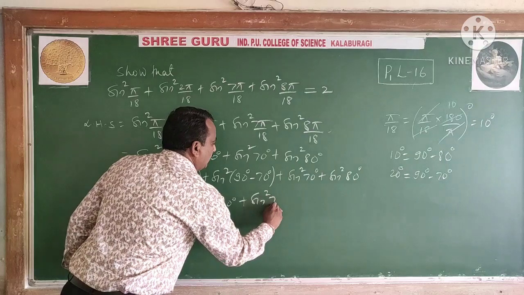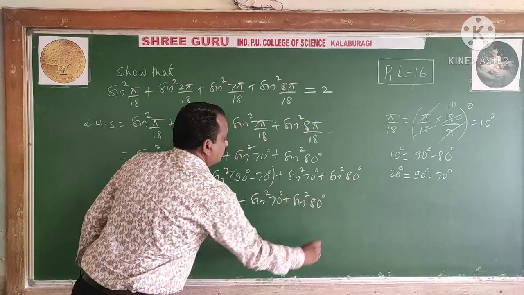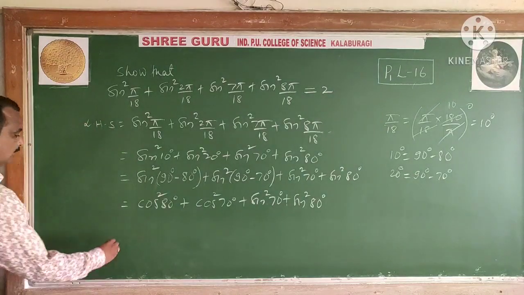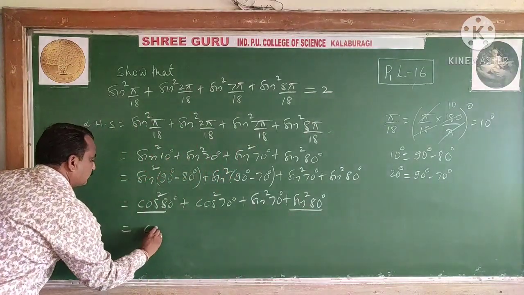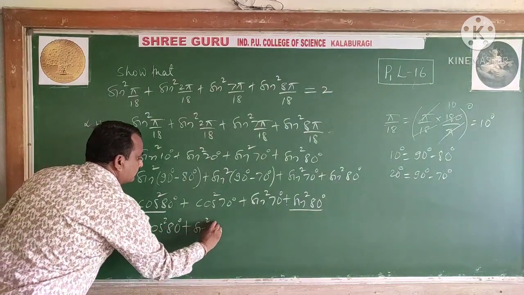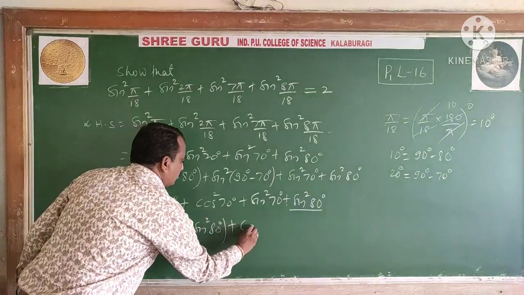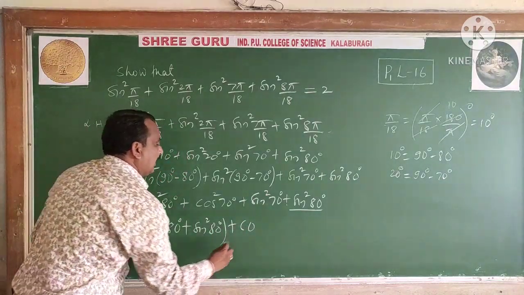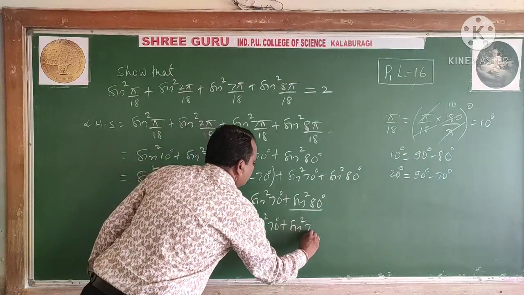In terms of sin only, sin square of 70 plus sin square of 80. Sin square of 70 and sin square of 80. See, arrange the terms here. These two terms you may arrange: cos square 80 plus sin square of 80. You know very well now why we converted these two terms, and cos square 70 degree plus sin square of 70 degree.